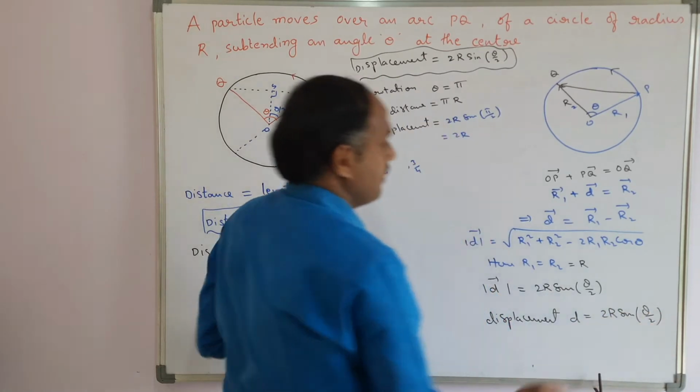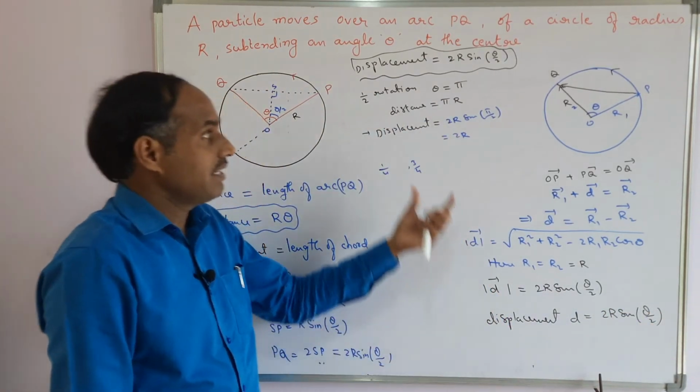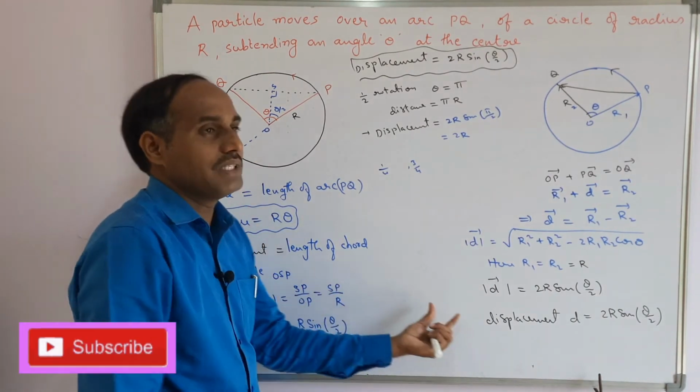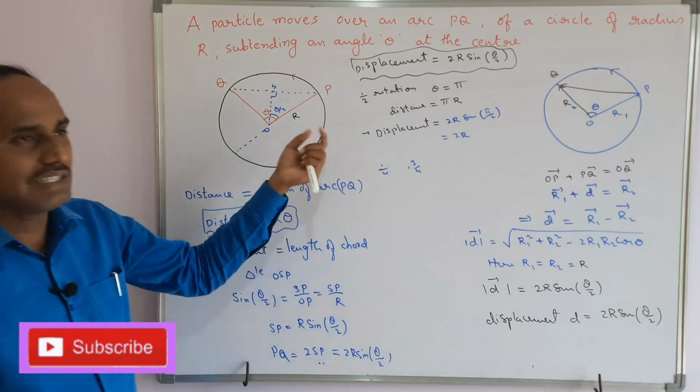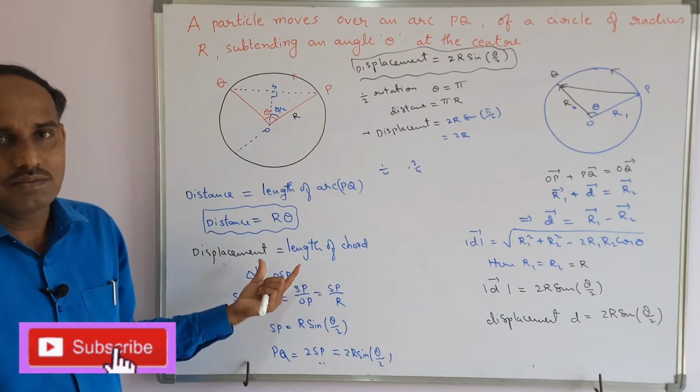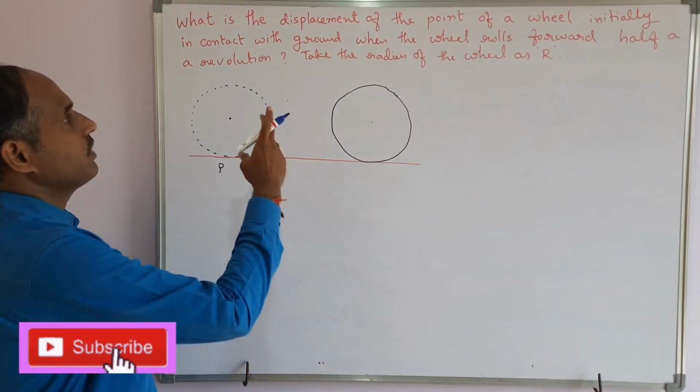Again I am getting the same result by using the vector concept, and this is what I derived by geometrical knowledge. Both lead to the same result only. This is the way we can find distance and displacement in the case of a particle moving along a circular path. Okay, so now we are coming to one problem.